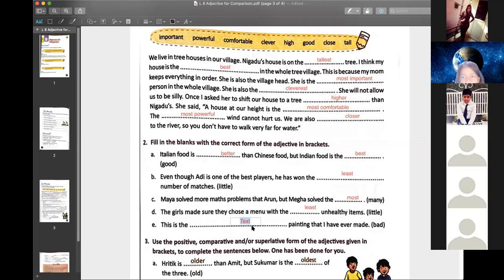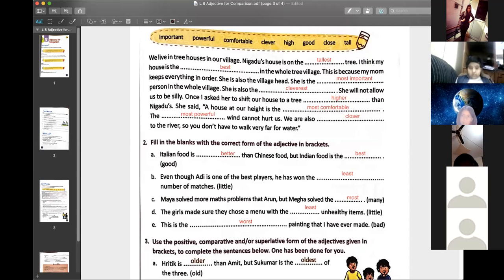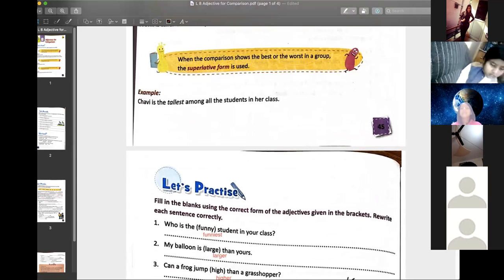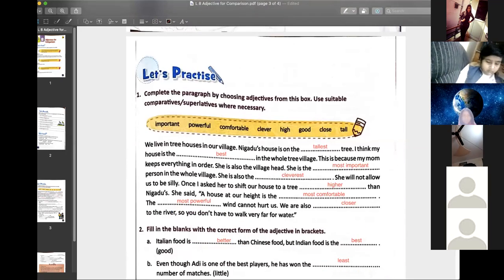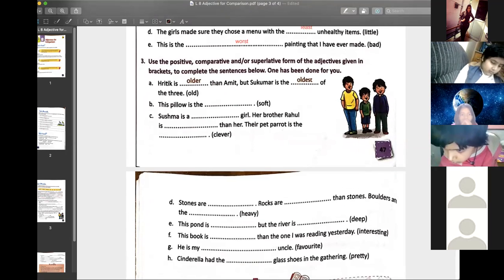Yes, Imanchi. This is the worst painting that I have ever made. Worst. Any doubt in these questions? Anyone? We have done. Let's practice first question and then let's practice question 1 and 2. Question 3 is a homework. One question I will give you as homework.